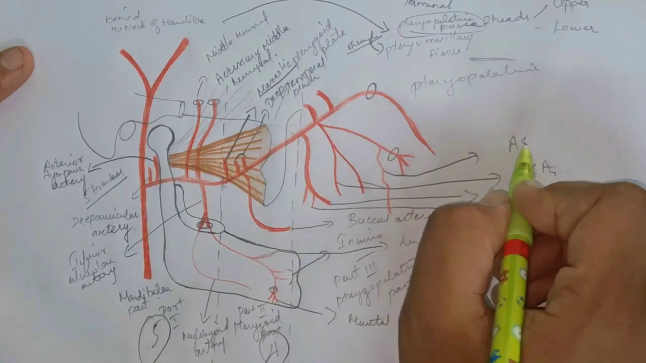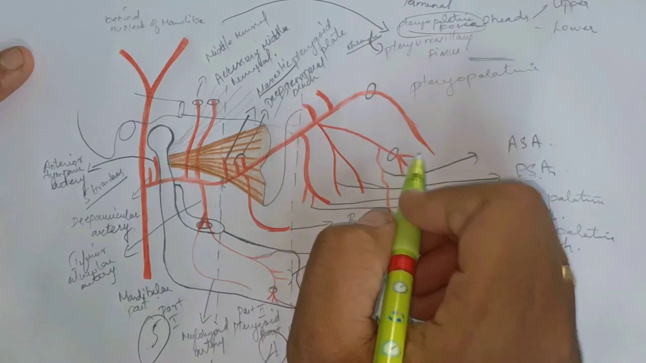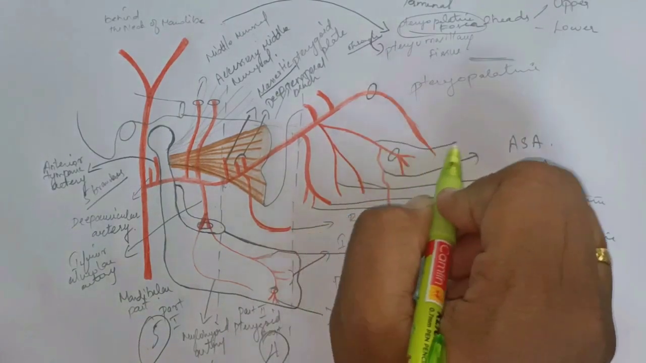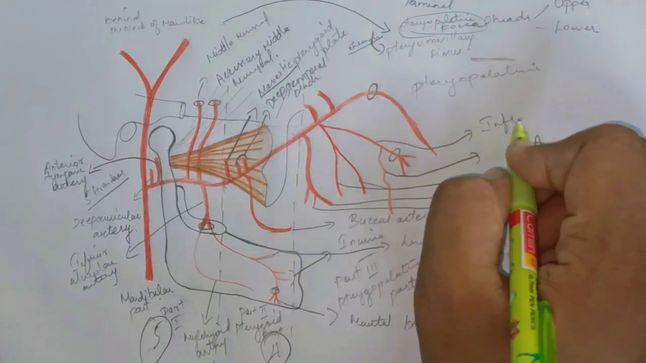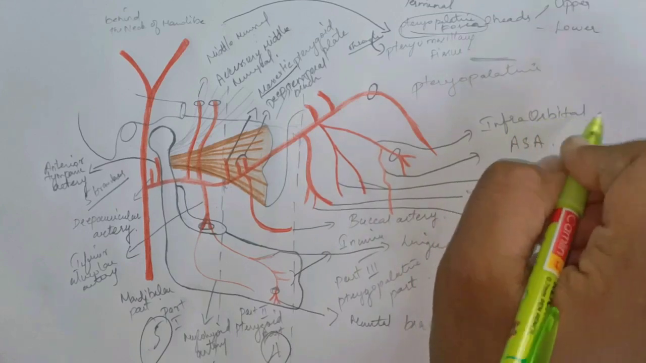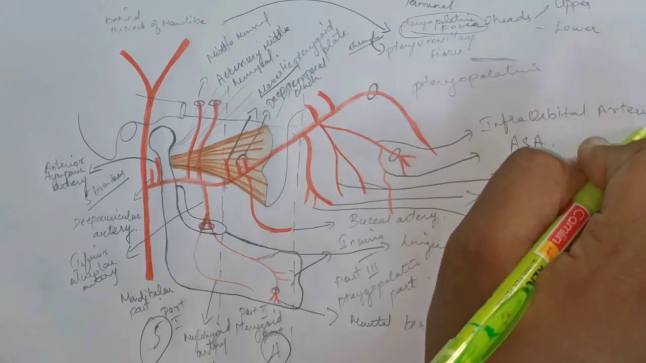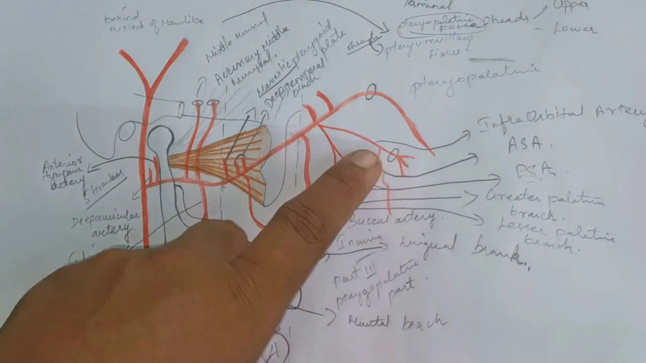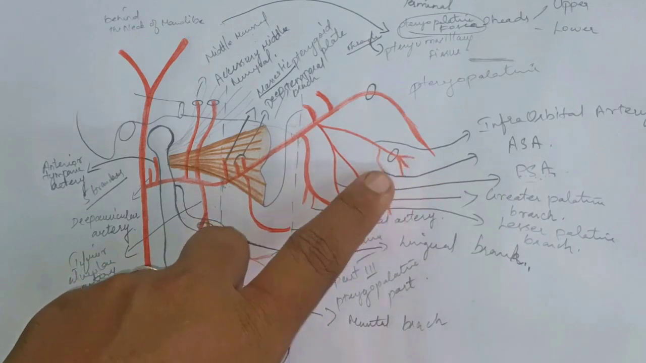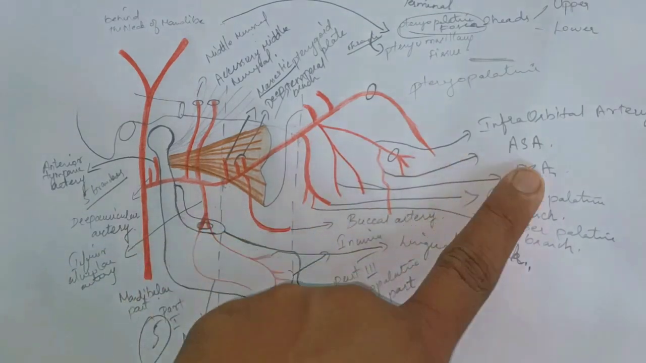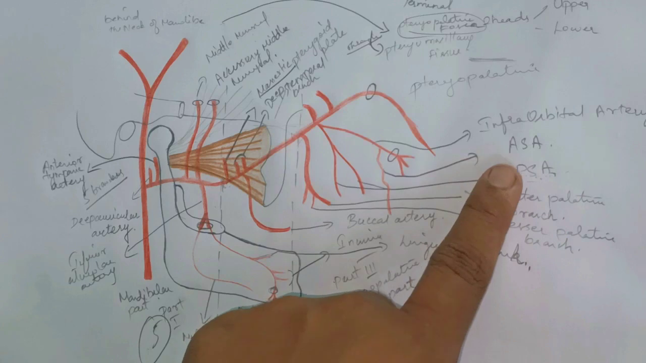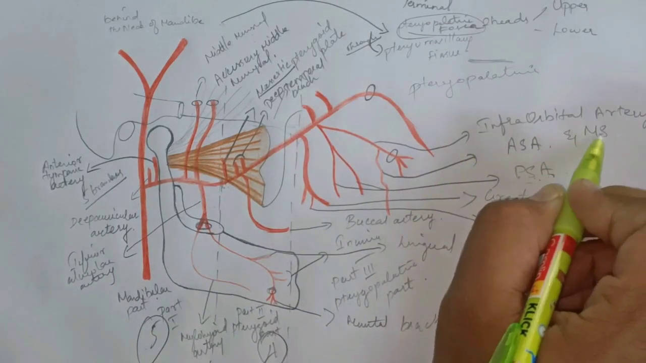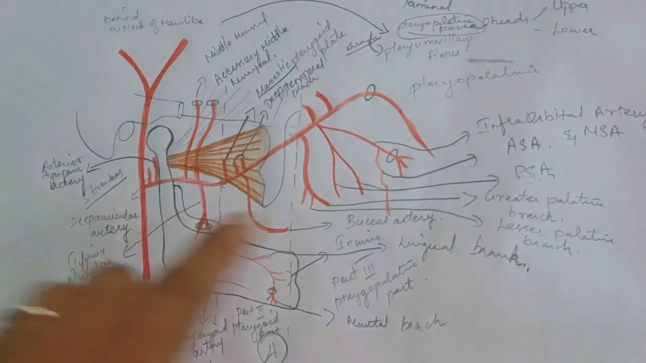that means molars. And from here the next branch is your ASA. See, ASA is a branch that comes from the infraorbital artery. This is your infraorbital artery which comes out through the infraorbital foramen, and it gives two branches, that is ASA and MSA. This is your infraorbital foramen. From there it gives ASA and one more, that is MSA. ASA means anterior superior alveolar artery and MSA is your middle superior alveolar artery.